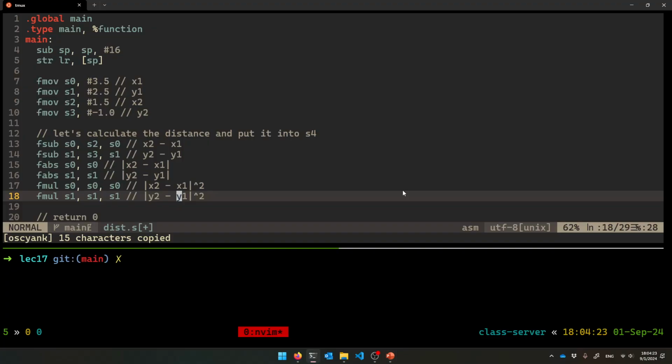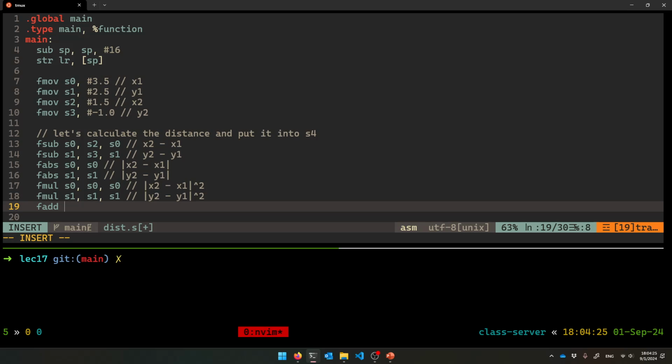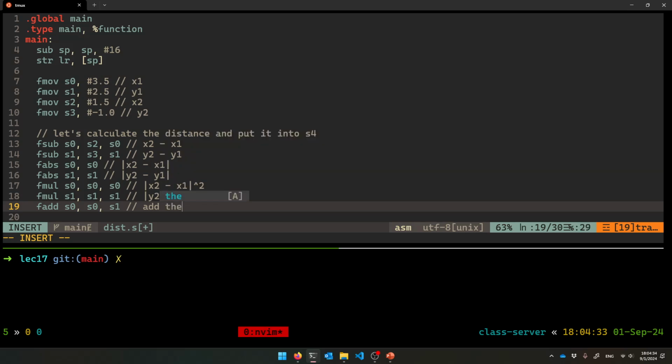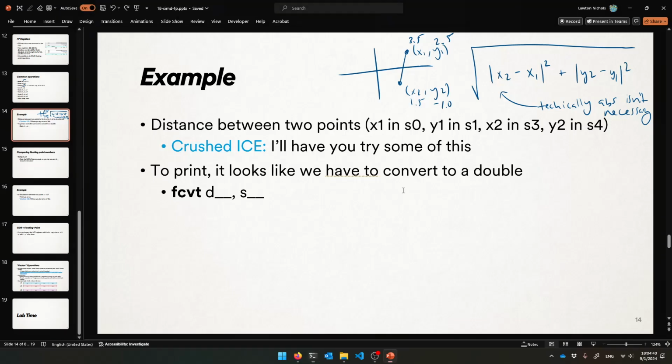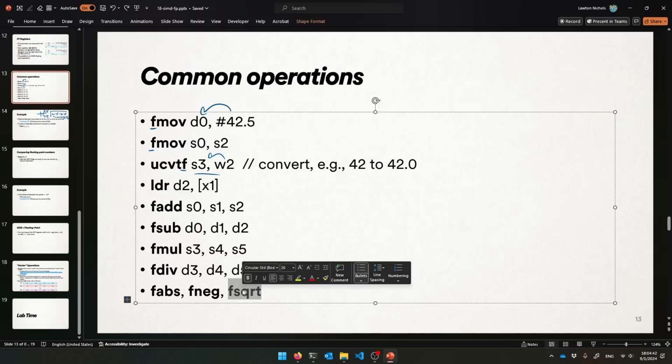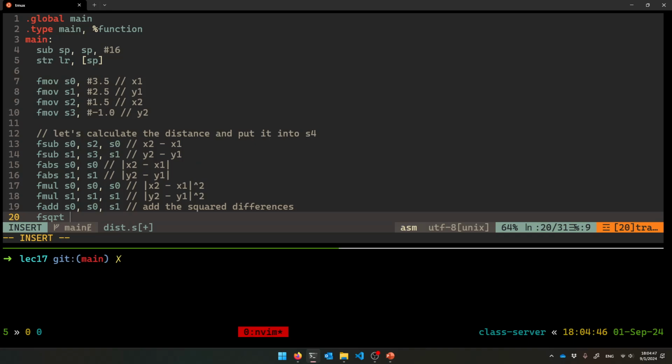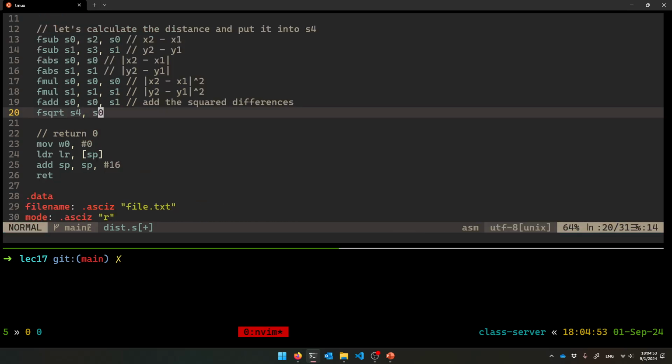So it'll be f_add, S, I don't know, answer in S0, let's say, S0 and S1. That's me adding the squared differences. And then finally, I can take the square root with f_sqrt. And I want the answer in S4 apparently, so there. So there's my answer, and that's how you compute it.